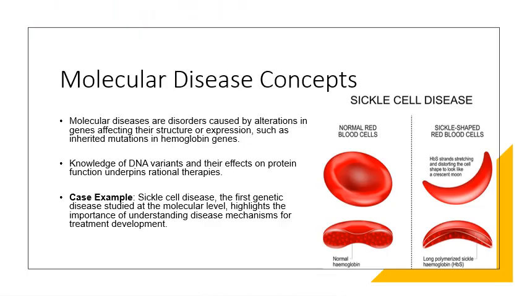Hemoglobinopathies exemplify molecular diseases where genetic alterations actually lead to disorders. By examining hemoglobin disorders, we can appreciate how understanding gene variants at a molecular level is critical in advancing therapeutic options. One of the first examples would be sickle cell disease, which was the first genetic disease studied at a molecular level.